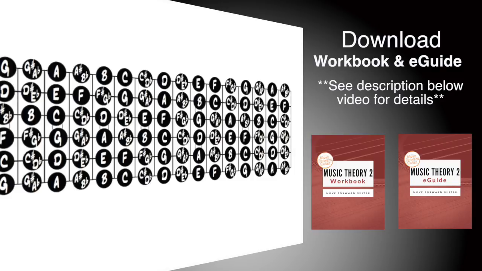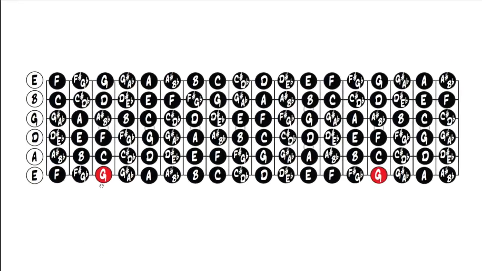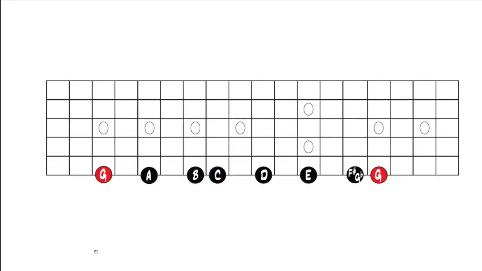So hopefully by this point you know that to build a major scale, you just pick any note. So if I was to pick G, I can make that my tonic. So the note you start on is your tonic. I use the formula whole step, half step, whole step, whole step, whole step, half step. That would give me the G major scale.